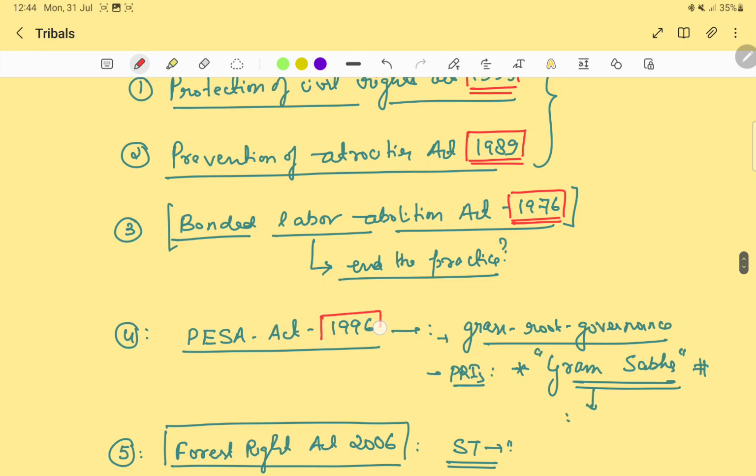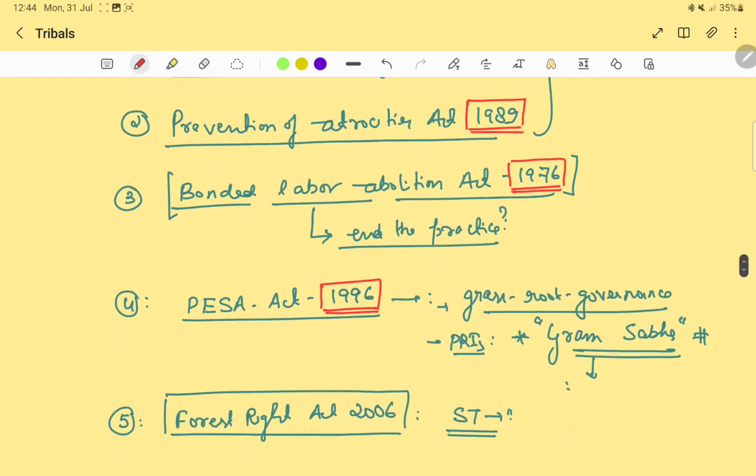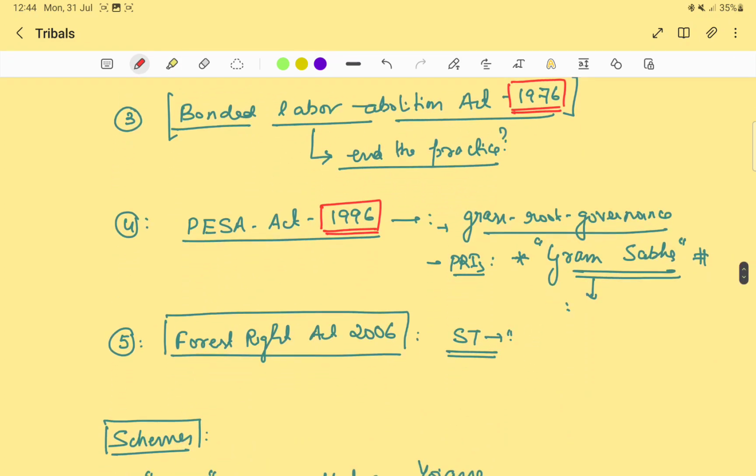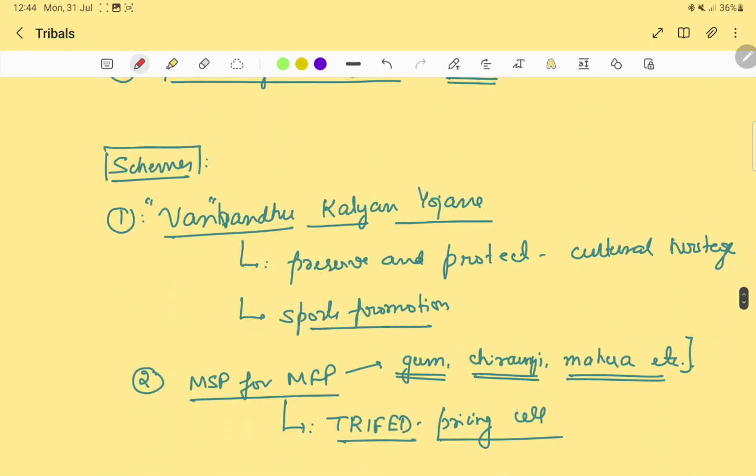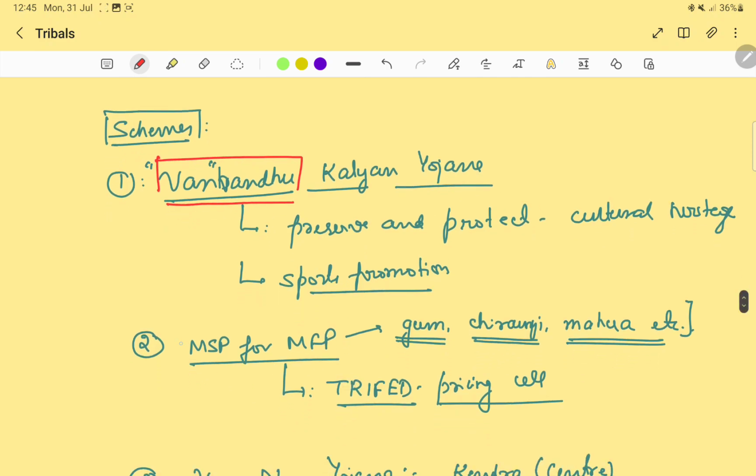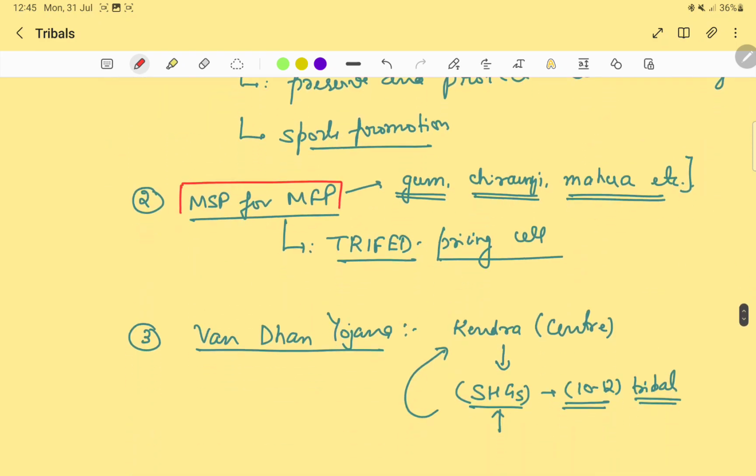Then we have the PESA Act of 1996, which aims to promote gram panchayats in those scheduled areas to promote grassroots level governance. Then we have the Forest Rights Act 2006 to enable Scheduled Tribes to gather minor forest produce from the jungles. Then we also have various schemes like Van Bandhu Kalyan Yojana to preserve and protect cultural heritage. Van Bandhu, you can remember this keyword is important. Then MSP for MFP, this whole phrase is important. Then Van Dhan Yojana is also very important.